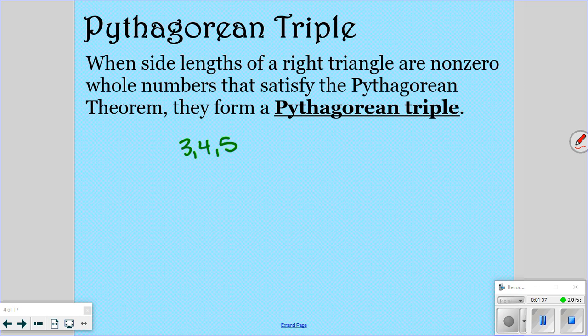If you learn Pythagorean triples, or if you recognize them, then you don't actually have to use the Pythagorean theorem because you'll recognize that the third side length has to be this because it's a Pythagorean triple. A Pythagorean triple only has non-zero whole numbers for the side lengths. So if you have 2.4, then you will not have a Pythagorean triple because you don't have a whole number.